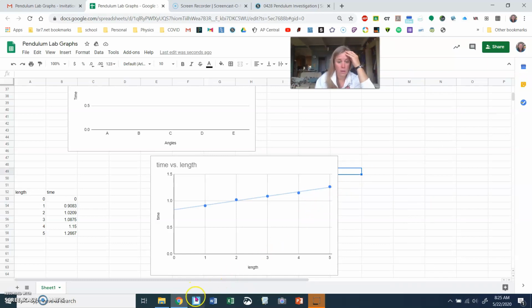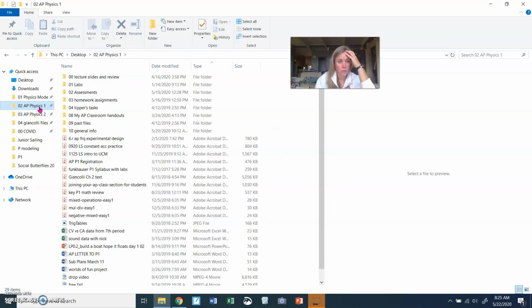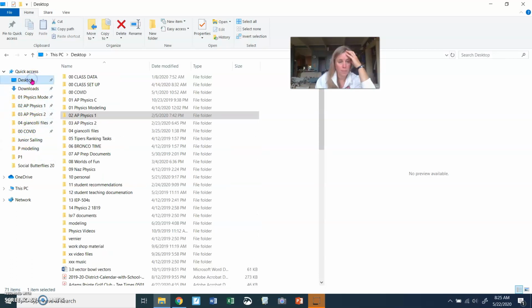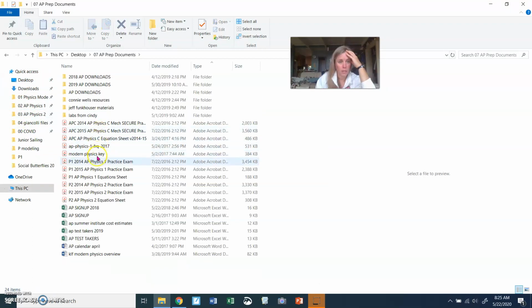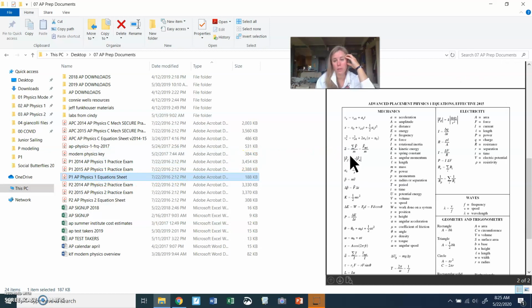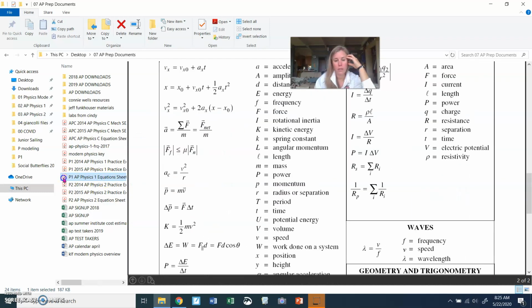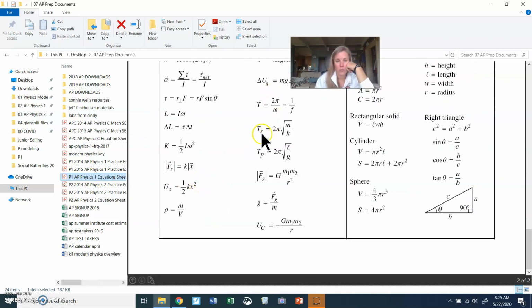Now, where did I put that? I'm going to go to AP Physics 1. Oh, gosh. Maybe I'll go to my desktop. And I'm going to go to AP Prep Documents and AP Physics 1 equation sheets. Okay, let's see if it'll open up. I probably should have just done preview. Okay. These are the two equations. Let's see if I can get that to enlarge. It takes a while to get PDFs. These are the two equations.